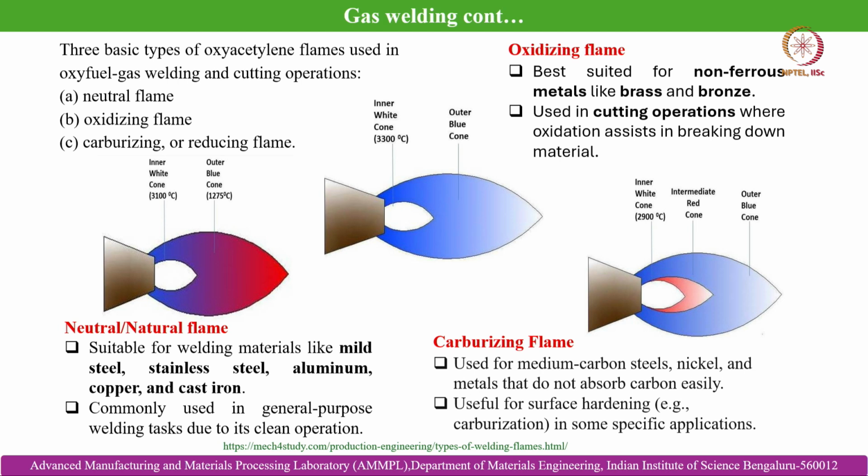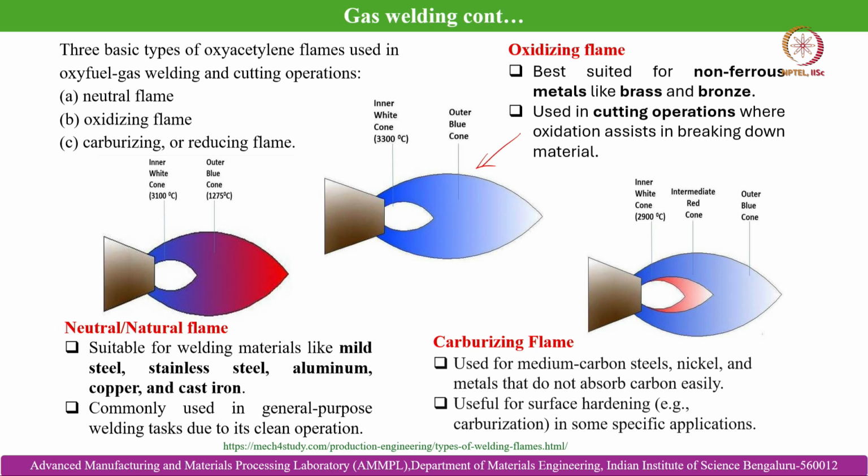And the second category is basically the oxidizing flame. Here, you are seeing that the temperature is much higher, even higher than the neutral flame. Why is it so? Because of the higher oxygen content, the oversupply of oxygen. So, it is best suited for non-ferrous metals like brass and bronze. It is also used in cutting operations, rather than welding, and in that case we call it gas cutting operation. In this case the inner cone is white in color like the neutral flame. However, the outer color is completely blue.